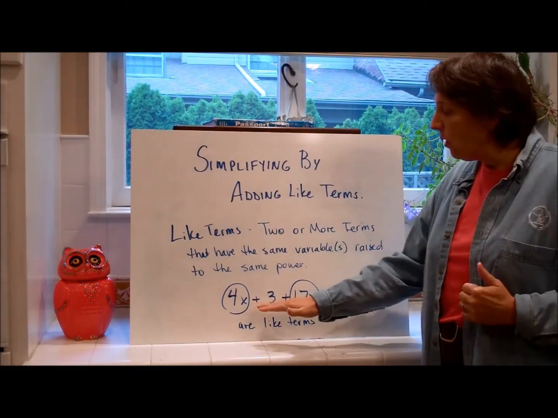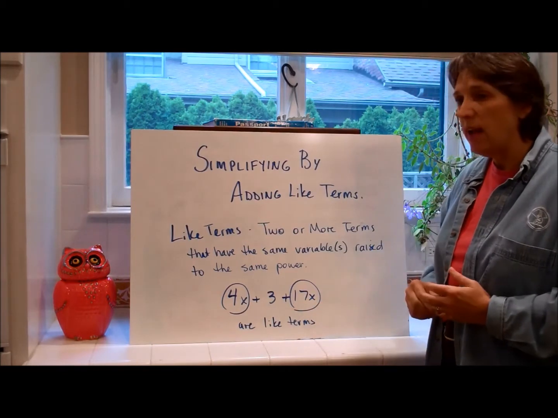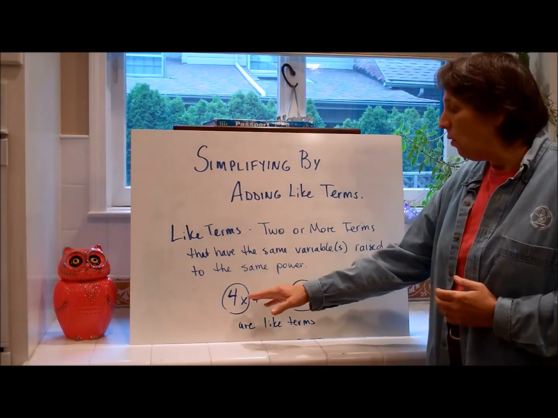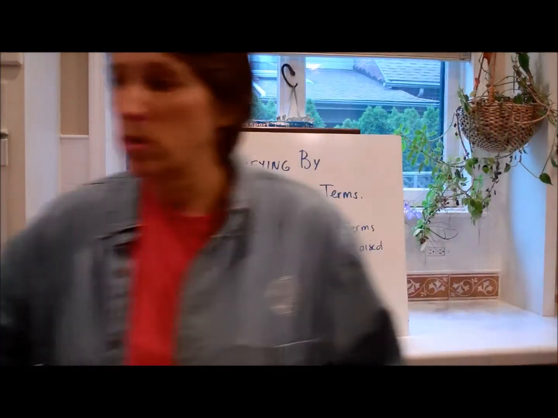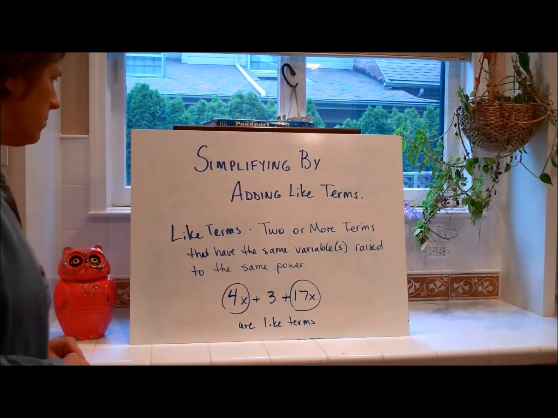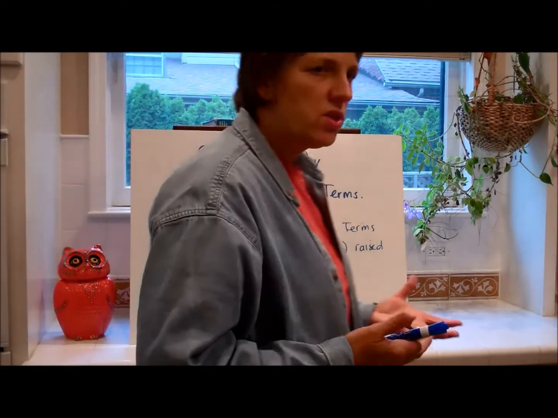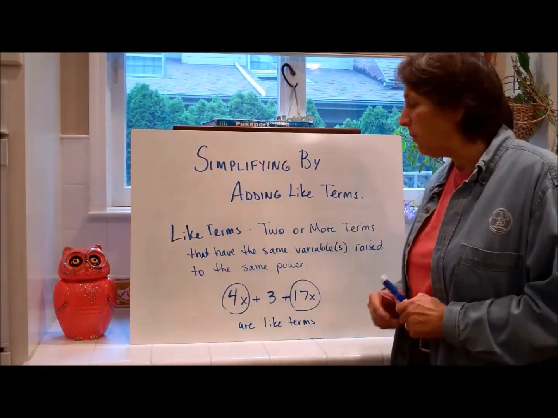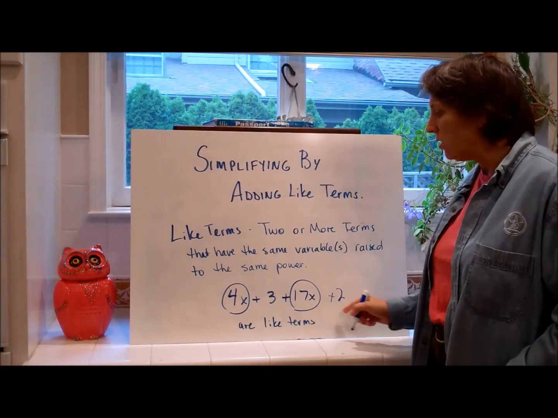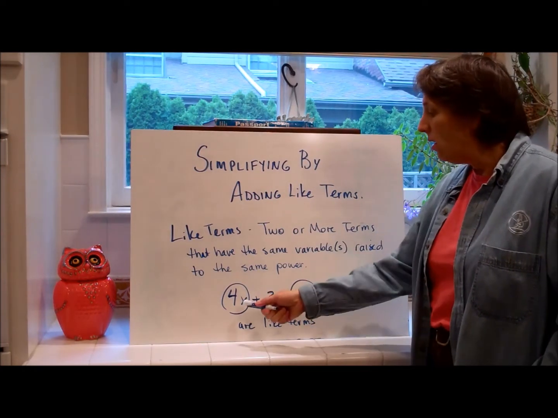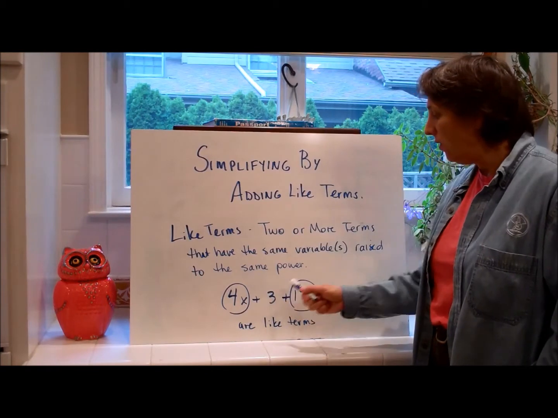So down here in 4x plus 3 plus 17x, 4x and 17x are the like terms. The 3 is just a number, and we can't add that to them. But if we had another number over here, plus 2, then we would add 4x and 17x, and 3 and 2.